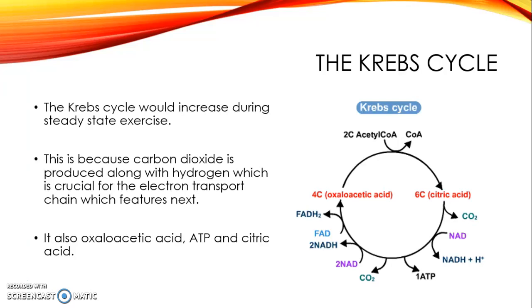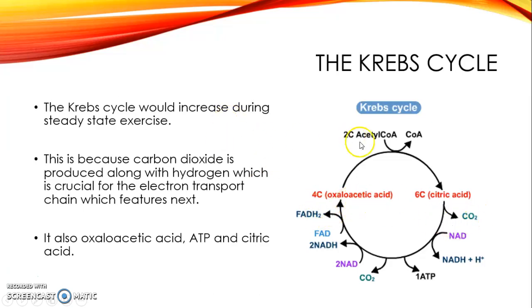The Krebs cycle would increase during steady state exercise. This is because carbon dioxide is produced along with hydrogen, which is crucial for the electron transport chain, which features next. The Krebs cycle also produces oxalic acid, ATP, and citric acid. Citric acid is produced so that the cycle can continue, and oxalic acid is also produced so that the cycle can continue. In the diagram on the right, it also shows the electron transport chain. I'll be describing this in detail next.